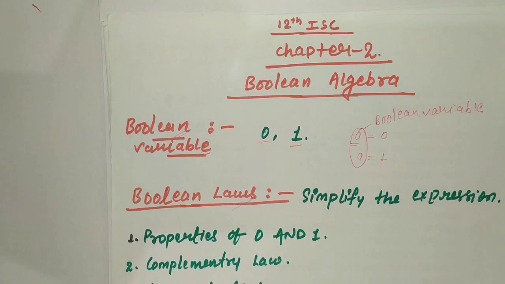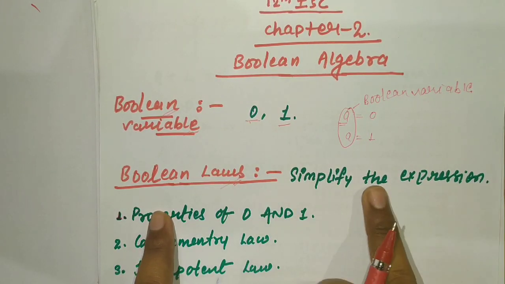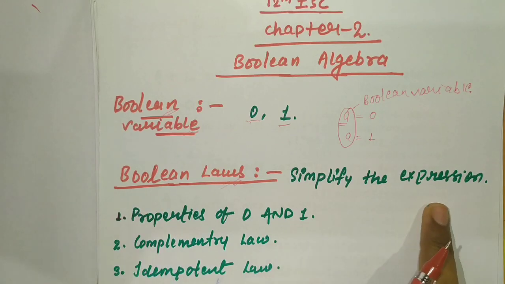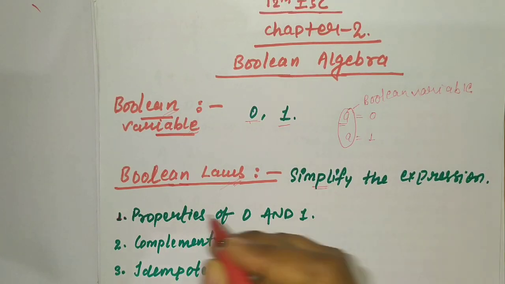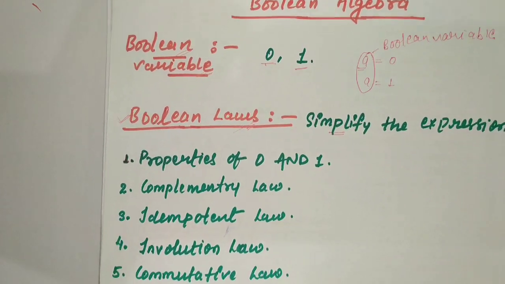Next, we discuss Boolean's laws. What are Boolean's laws? Boolean's laws are used to simplify any expression. When we have to simplify an expression, we use Boolean's laws. There are 9 types of Boolean laws.